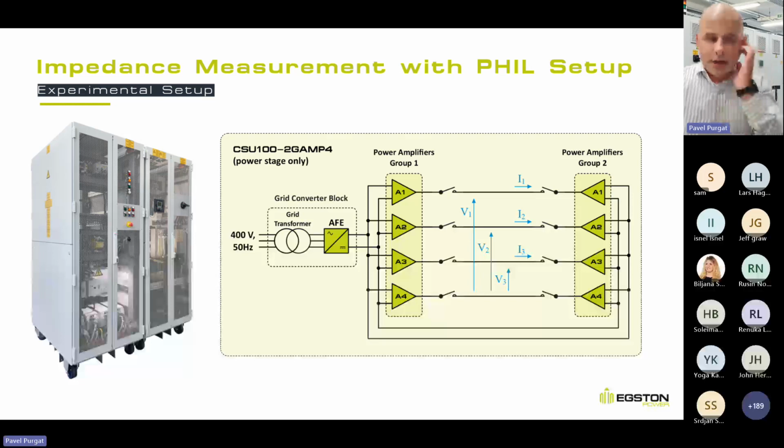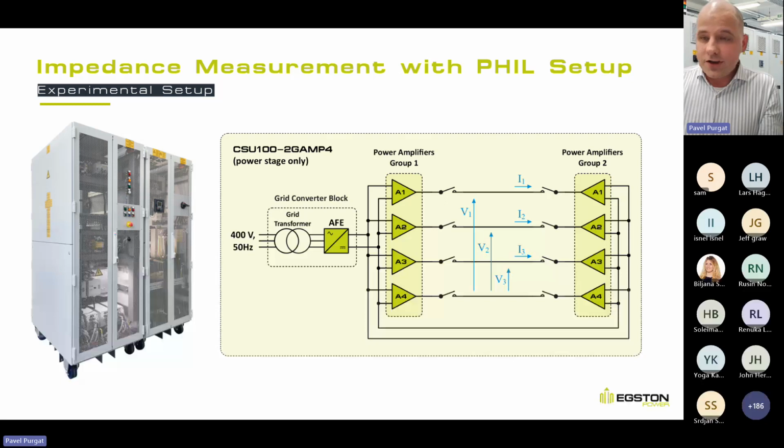Now we are looking at the actual test setup that we use to demonstrate the methodology. We have two groups of power amplifiers. Normally, this is done so that we can circulate the power on the common DC bus. Now, the advantage of circulating power over the DC bus is quite clear.